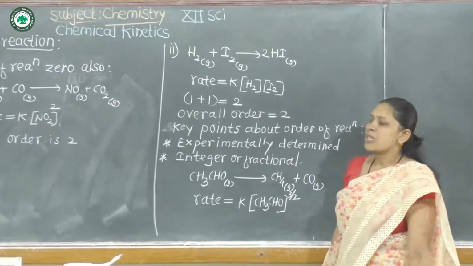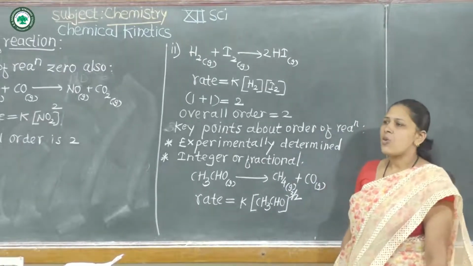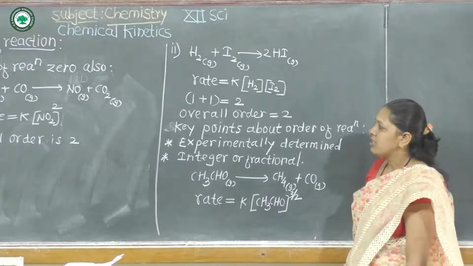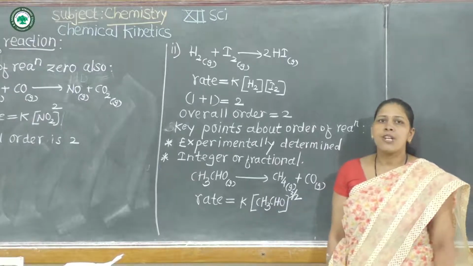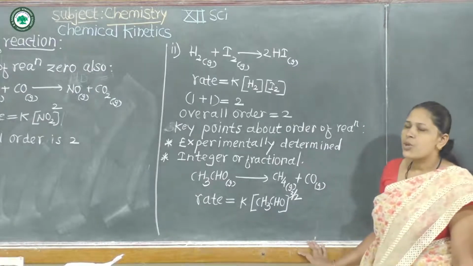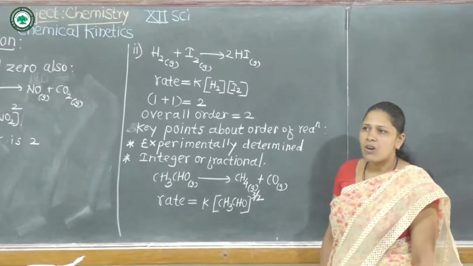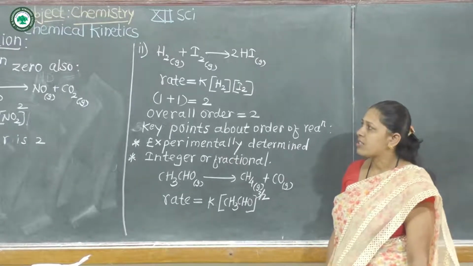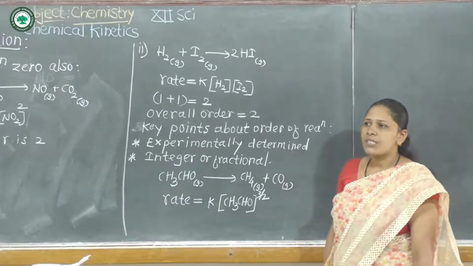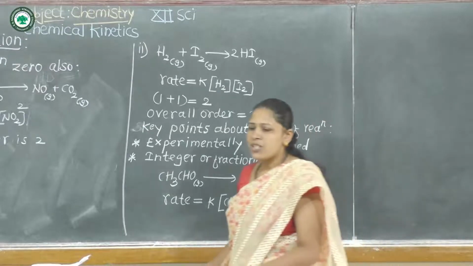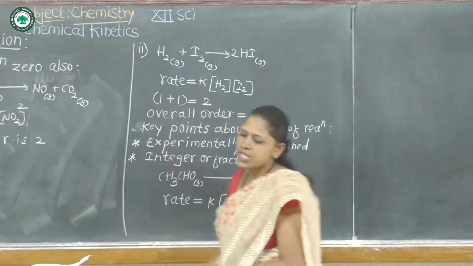And the fourth key point is there are only a few reactions with third order known. These are some key points about order of reaction. On this topic, a question may be asked: define order of reaction, or write a short note on order of reaction, or explain order of reaction for 2 marks. These points are important.